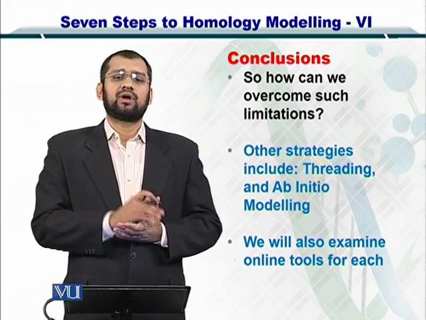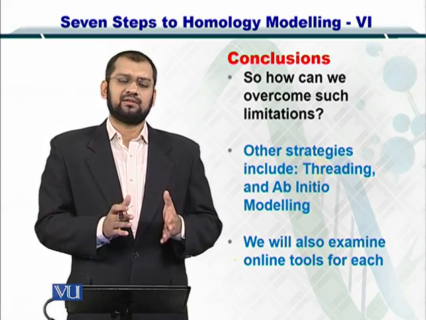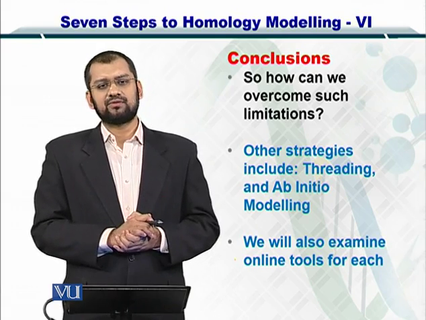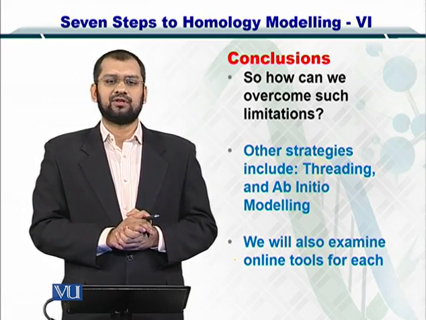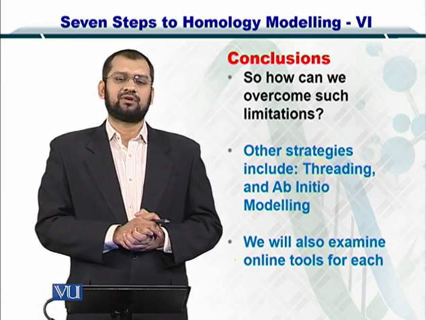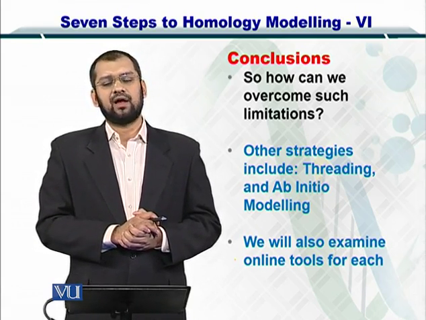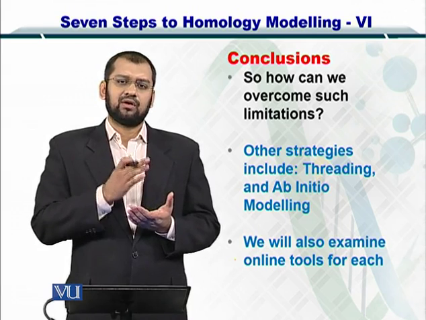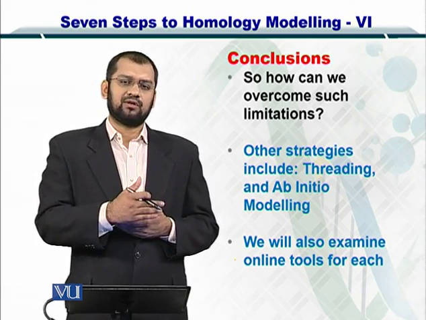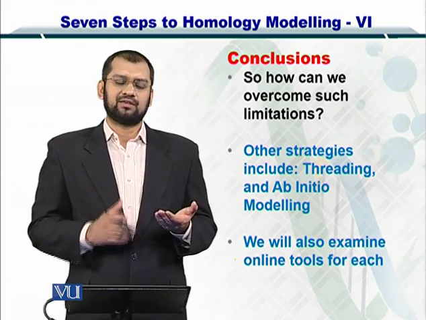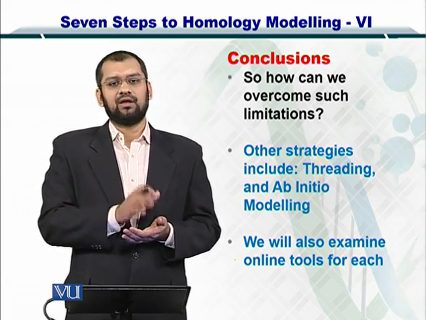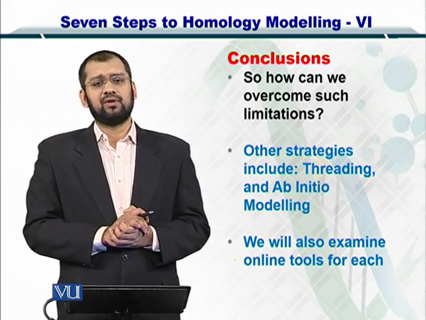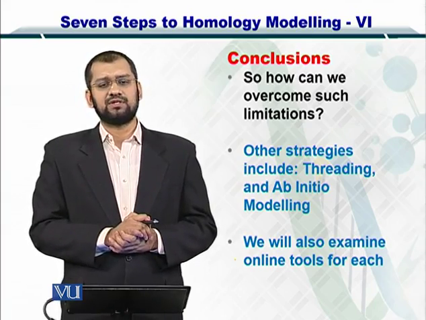Now, how do we overcome these limitations that are set in place because we're using a template structure? There are two other ways for the prediction of protein structures as well. One of them is called threading, and the second one is ab initio modeling. We'll look at these approaches later, but the point here is what to do if homology modeling fails, and therefore you also have other methods to predict the protein structure instead of homology modeling. We will examine the online tools that are available for each one of these strategies later as well.